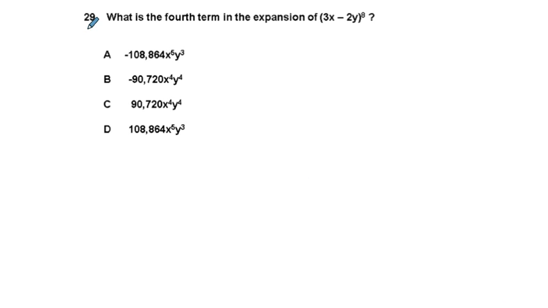Precalculus Fall 2019 ACP Preview, problem 29, asks for the fourth term in the expansion of (3x minus 2y) to the 8th power, and we have these different answer choices. This is what's called a binomial expansion, and for this it's helpful to know something we call nCr, n choose r. Here n is equal to the power of the expansion, which in this case is 8. And we want to find the fourth term.